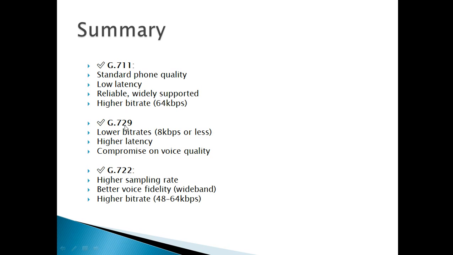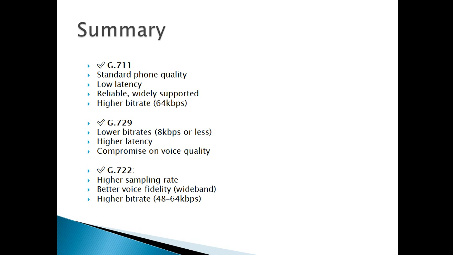On the other side, G729, you can see a lower bitrate, that is 8 kbps, in comparison to G711, right? High latency. On the other side, G711 has less latency, right? There is a compromise on voice quality because in G729 the samples are less as compared to G711. So there is a trade-off between voice quality as well as latency.